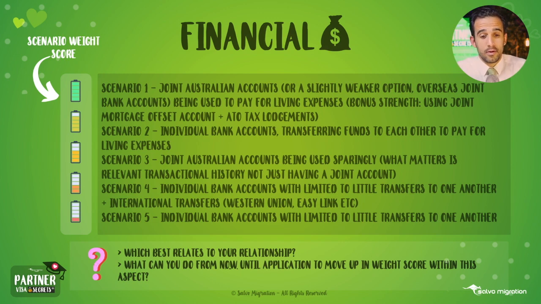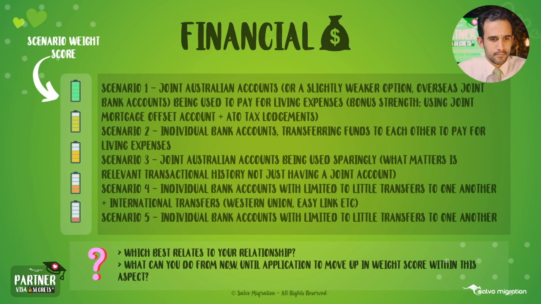Scenario 3, joint Australian accounts being used sparingly. So you have joint accounts, but you don't use them. So what matters is relevant transactional history, not just having a joint account. So I would rather that you are using your individual bank accounts and actually transferring money to one another to pay for your relationship expenses together than having a joint account and not doing that. So having a joint account doesn't mean anything. It's about using it. Okay.